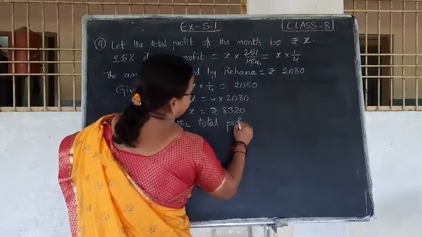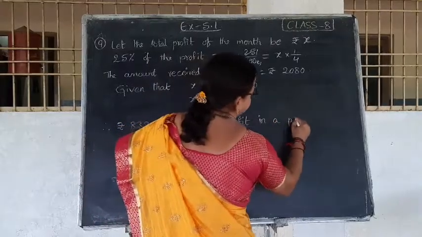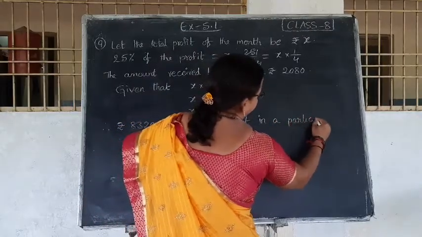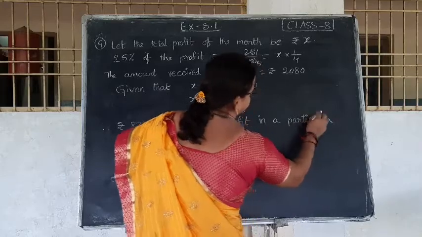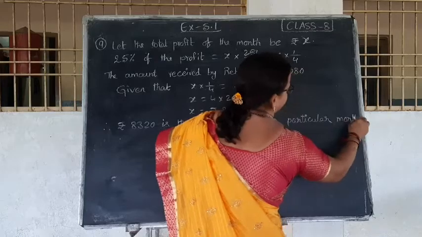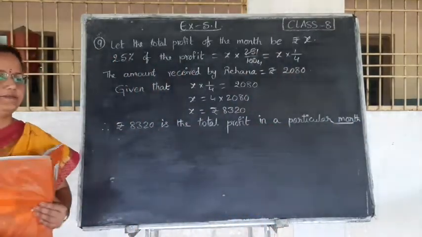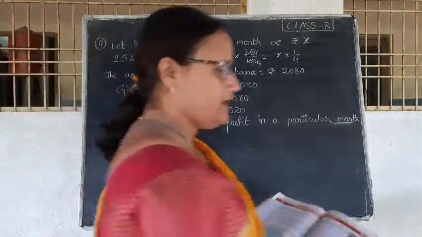8,320 rupees is the total profit in a particular month. Okay. So this is the 9th problem. And then the 10th problem.